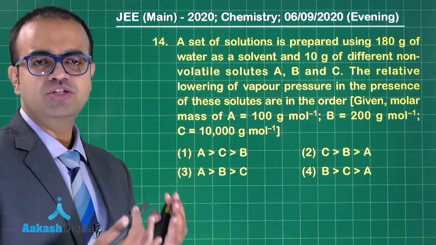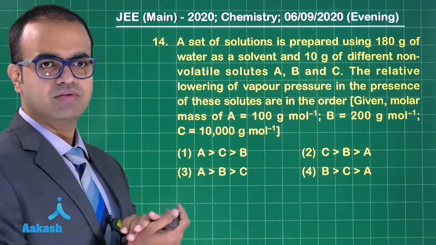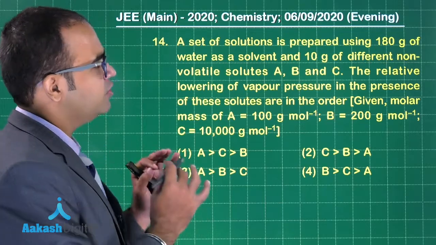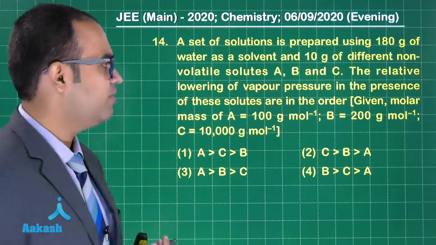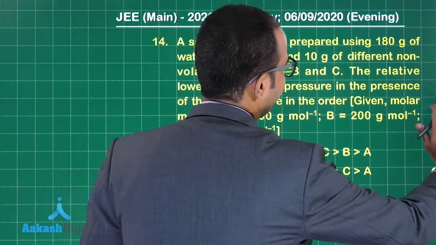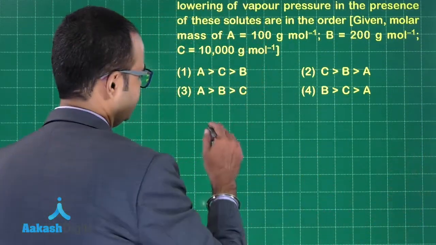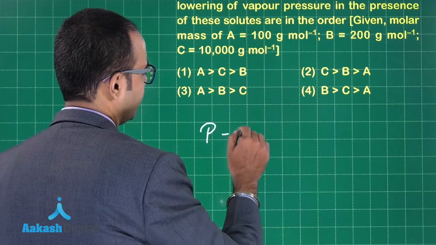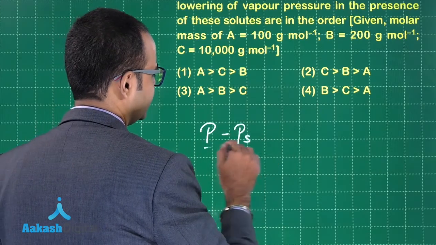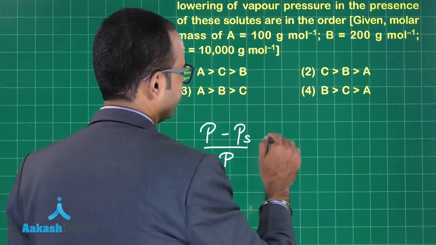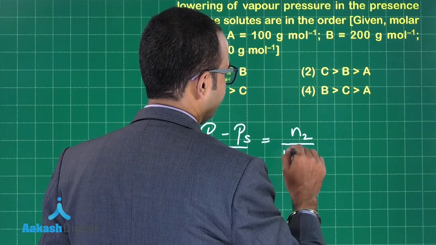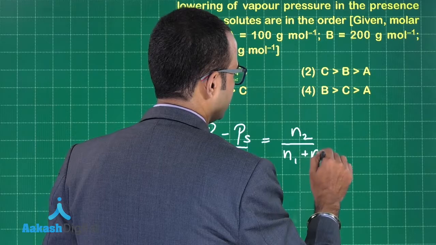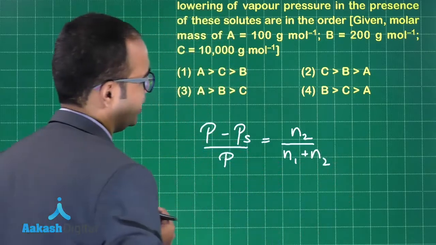Usually what students do is they start solving this question, okay. But I can do this without solving the question, guys. That is, what is relative lowering of vapor pressure? Relative lowering of vapor pressure is (P minus Ps) divided by P, which equals the number of moles of the solute divided by the total number of moles, okay.